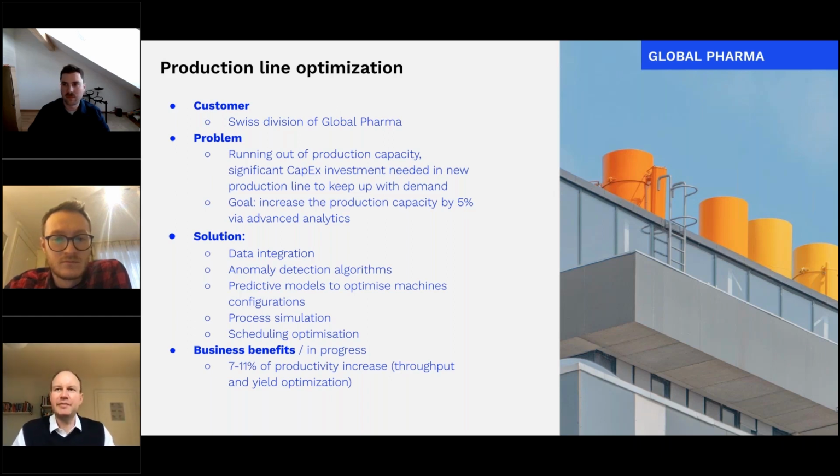And we could come up with a variety of improvement measures. I'll just give you a quick overview. For example, one of the process steps, the pressing of the tablets, was identified as a bottleneck.